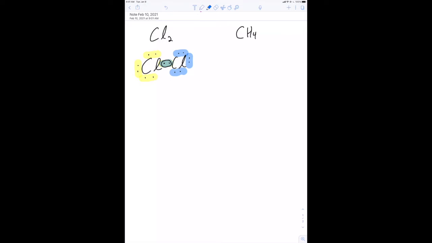So what we're going to do now is replace our circle with a dash. I'm just going to draw it anew. You can also just erase it, but I'm going to draw my two chlorines with a line between them, and then the other valence electrons, and just double check.